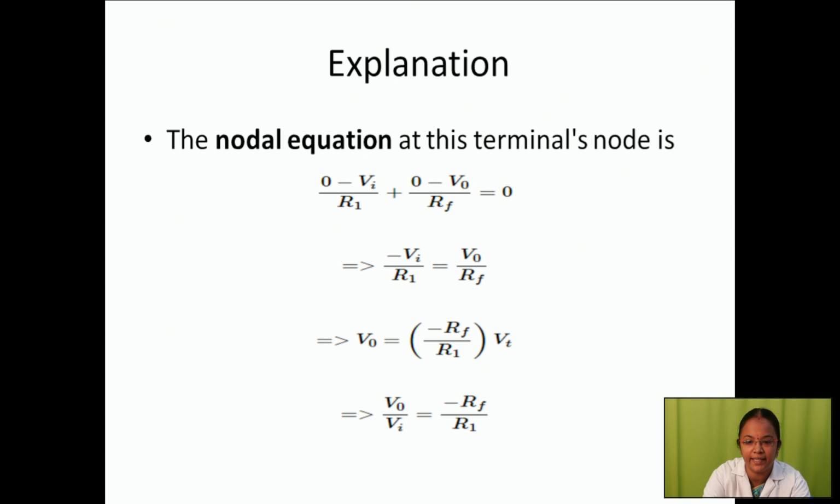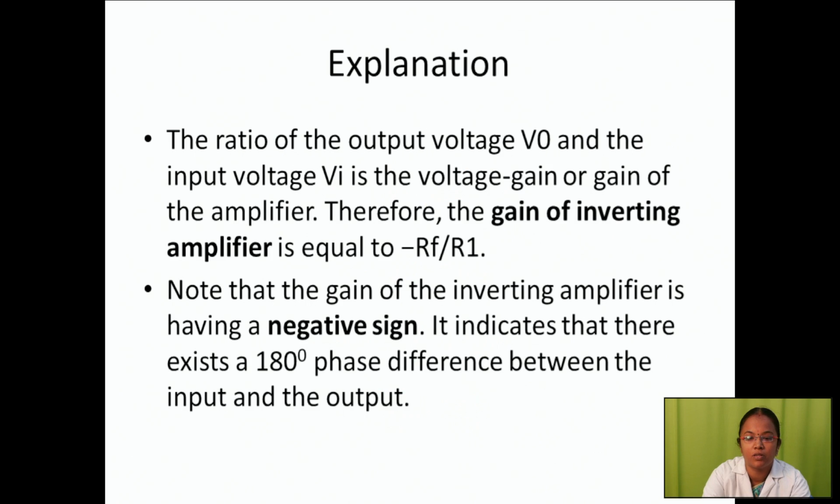We want to calculate the gain of the amplifier. So V0 by Vi is equal to minus RF by R1. This is the gain of the inverting amplifier. So the ratio of output voltage V0 and the input voltage Vi is the voltage gain of the amplifier. Therefore, the gain of the inverting amplifier is equal to minus RF by R1. Note that the gain of the inverting amplifier has a negative sign. So it indicates that there is a 180-degree phase shift between input and output.